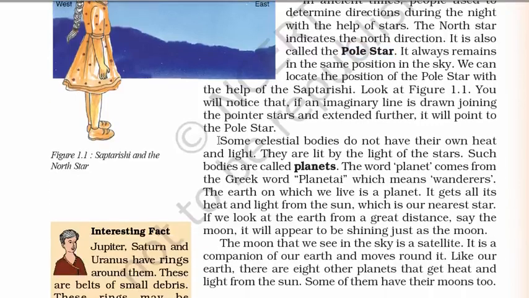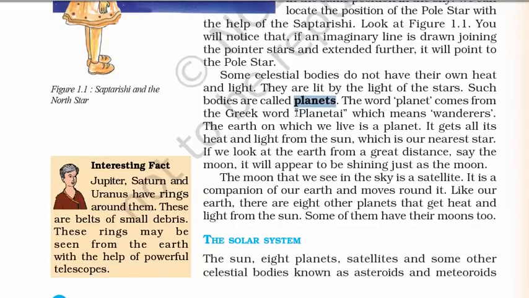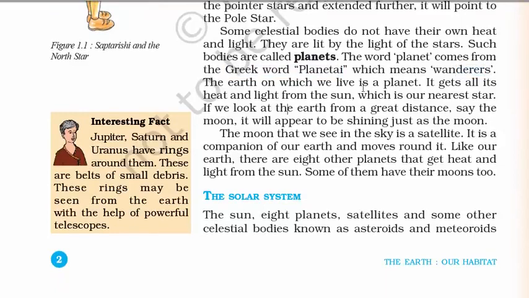Correct? Coming to this important line, some celestial bodies do not have their own heat and light, which is true. We just read this on the previous page. They are lit by the light of the stars. Such bodies are called planets. Cool, we got this. One of the important things is that the word planet is derived from the Greek word planetai, which means wanderer.